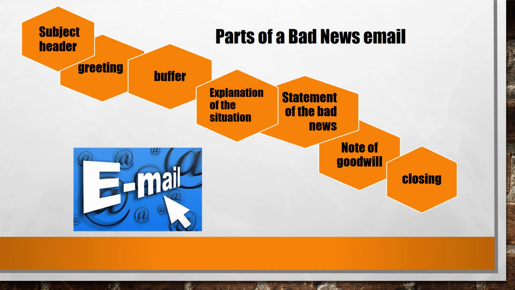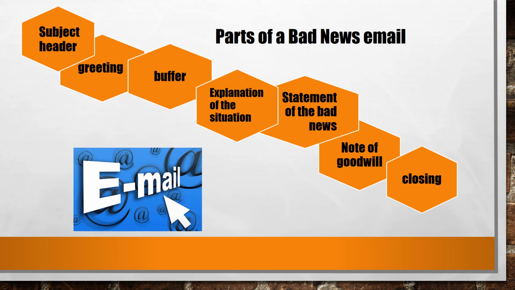Now let's have a recap of the parts of a bad news email. In writing a bad news email, we always start with a subject header or a subject line. It is a short phrase that summarizes the reason for your email or the goal of your communication. After the subject header follows the greeting or the salutation. A greeting can be formal or informal. An example of a formal greeting would be, Dear Mr. Smith. An informal greeting could be, Hi John.